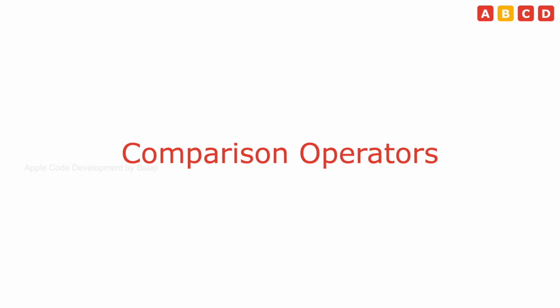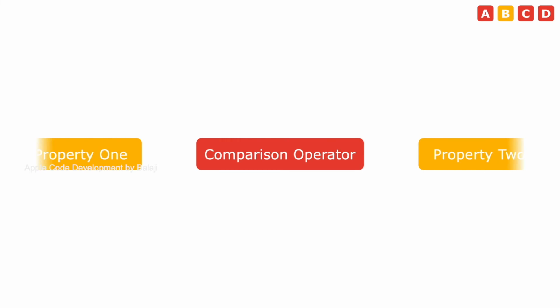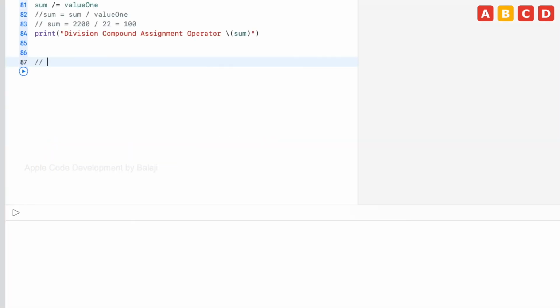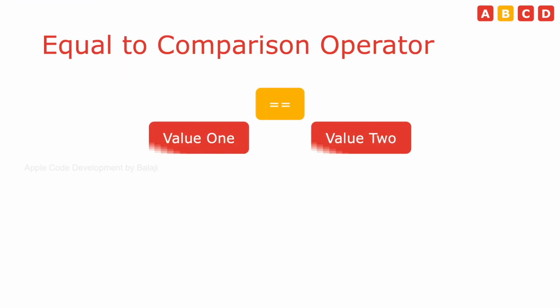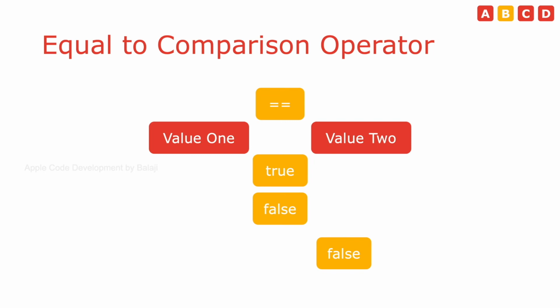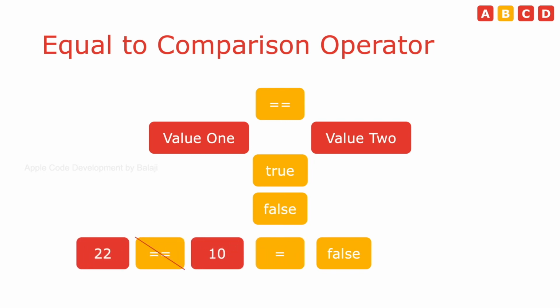The fifth topic is comparison operators. It is used to compare two properties. The equal to comparison operator will be used like value 1 double equal to value 2. Here the double equal to checks that both values in value 1 and value 2 are the same. If it is the same, it will return true or else false. In our case, it is false because 22 is not equal to 10.